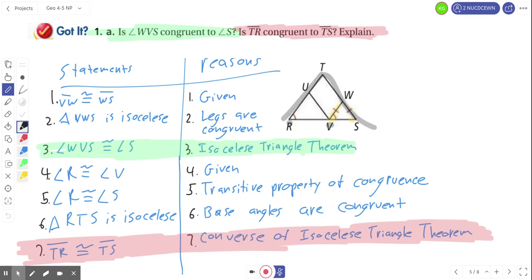So, oh, I should not have written angle V there. I'm going to fix that because angle V is not specific enough in this situation. I need to write WVS because angle V could be any of the three angles that are at that point. WVS. All right.